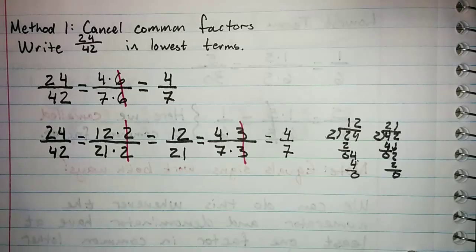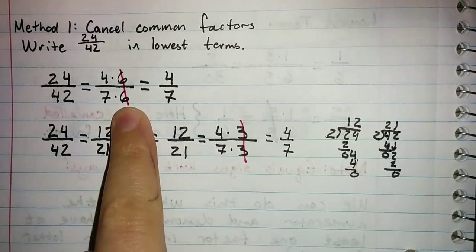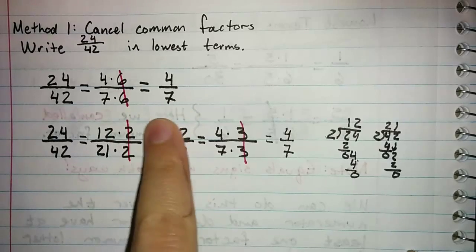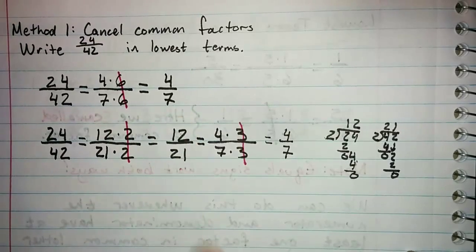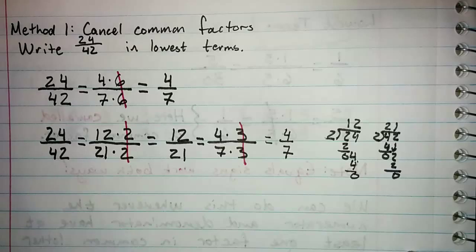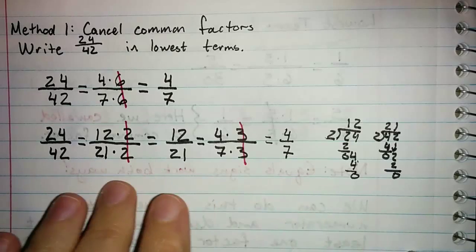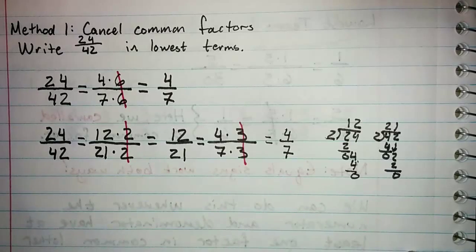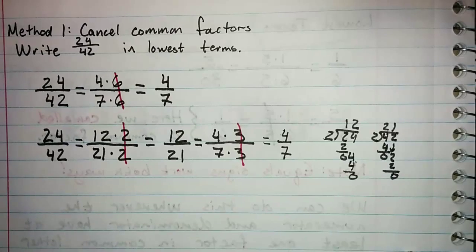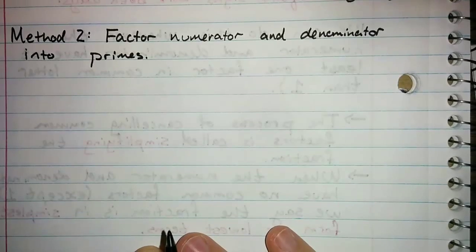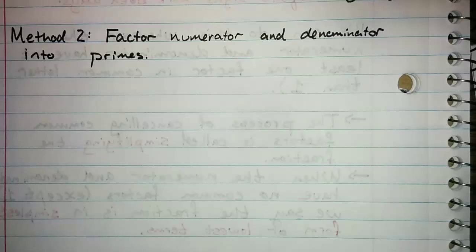Which one's easier? Well, it depends. If you spot that both of these are multiples of 6, this way's easier. If you don't spot that both of these are multiples of 6, well, this way gives you a way to get off the ground. Alright, so that's the first method, canceling any common factors as we find them. Method 2 is to take the prime factorization of both the numerator and denominator, and then cancel anything you see in common.